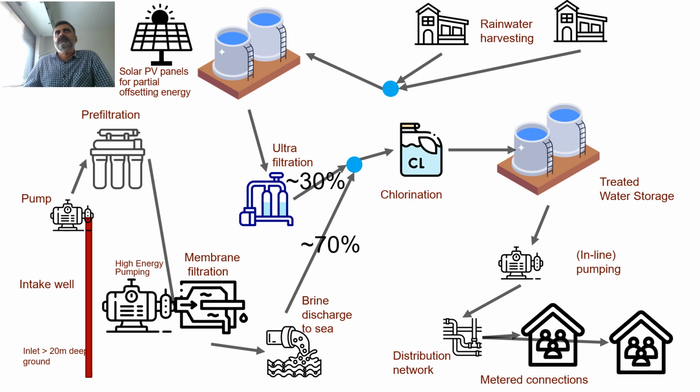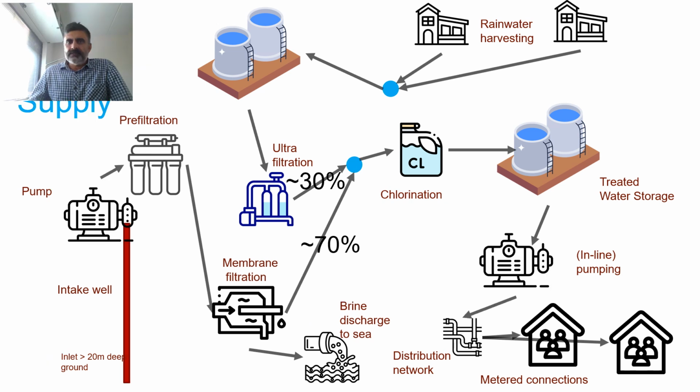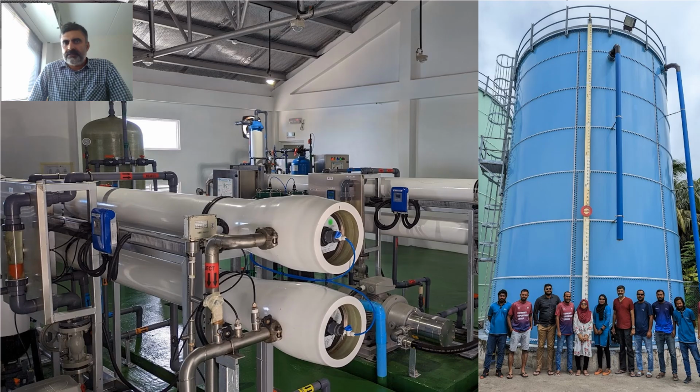Solar PV panels are used in many of these systems for partially offsetting the high energy requirement for membrane filtration. Here's a picture of a recently completed water supply scheme. On the left, we have the membrane filtration system. On the right is one of the several water storage units.